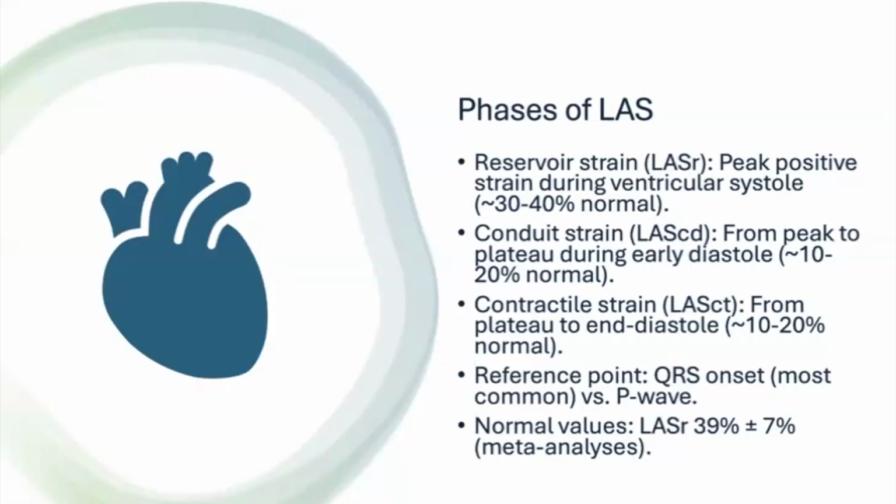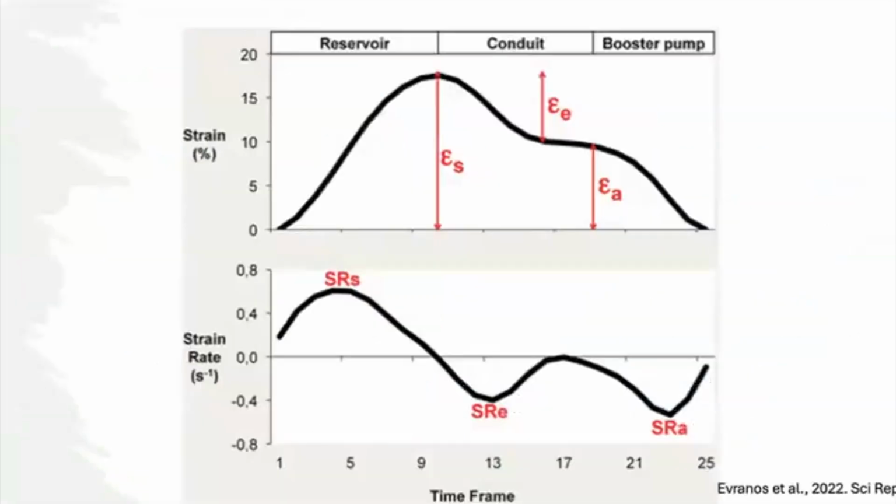So I just wanted to show this again from a graphical point of view. Just ignore the scale on the y-axis because it's a little bit off, but this is to help visually depict the three phases and how strain increases during the reservoir phase as the atrium expands, and then sequentially decreases over the conduit and the booster pump or contractile phases.